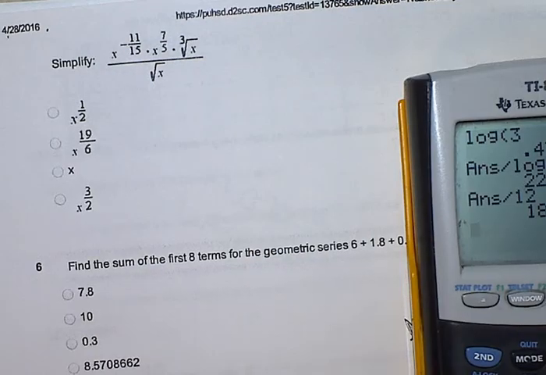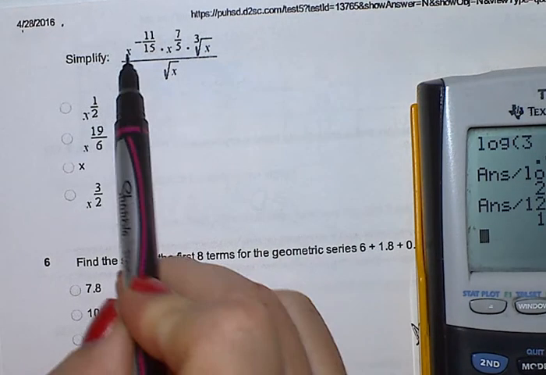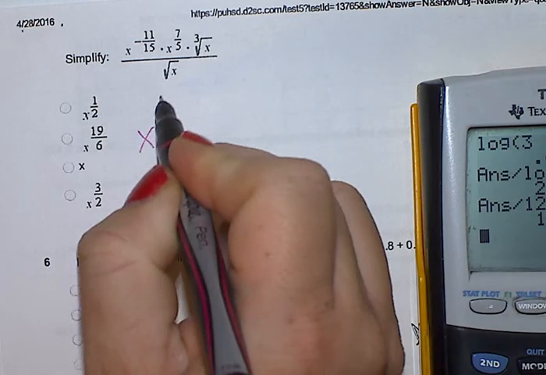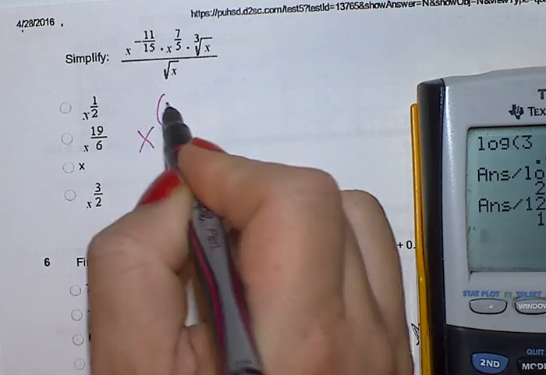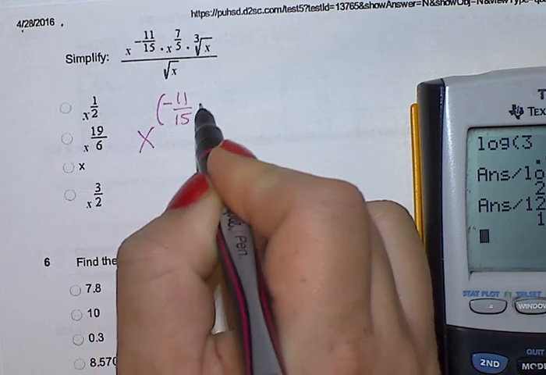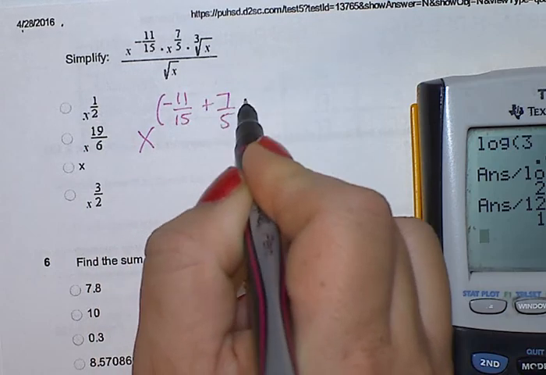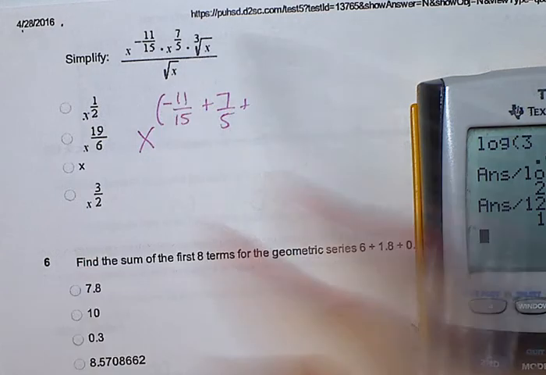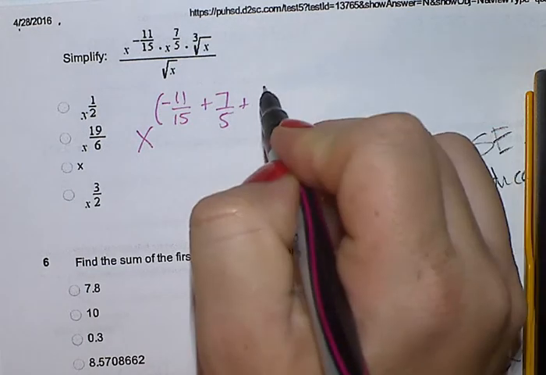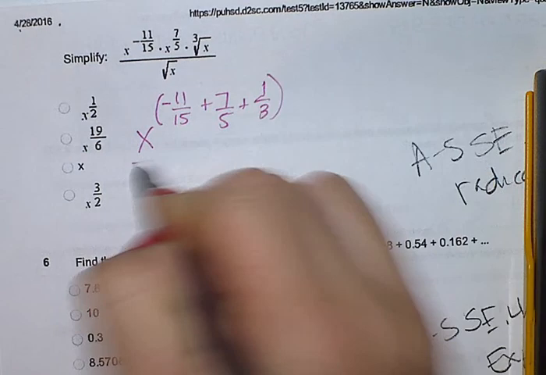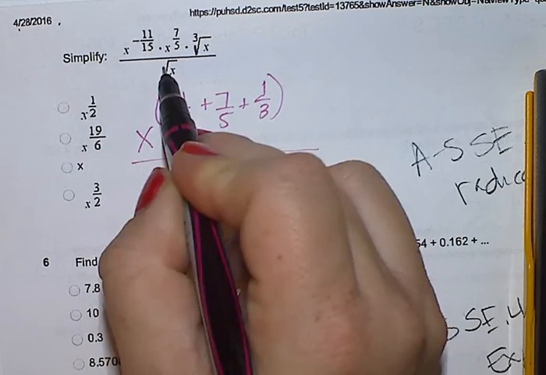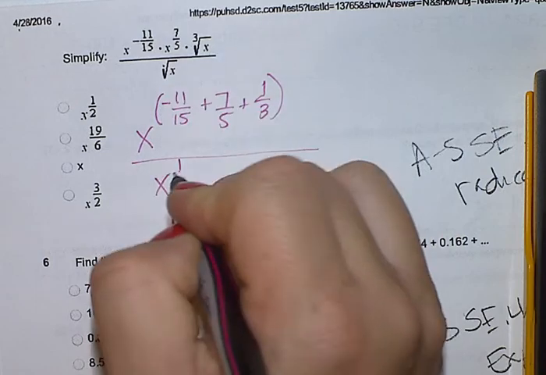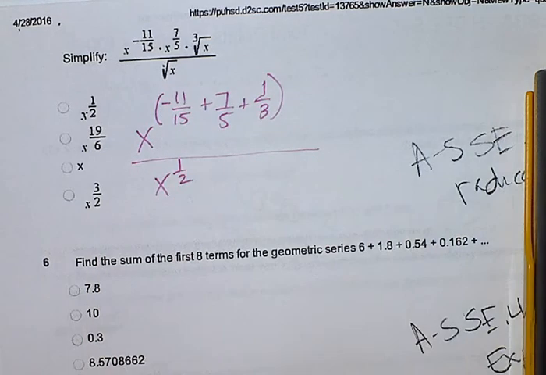As a quick reminder, when you have the same base and you're multiplying, you get to add the exponents. So on my calculator in just a moment, I'm going to add negative 11 fifths plus 7 fifths plus, and when I rewrite this as a rational exponent, it's not 3, it is 1/3. Now on the bottom, what number is hiding here? It is a 2. So this is written as 1/2.